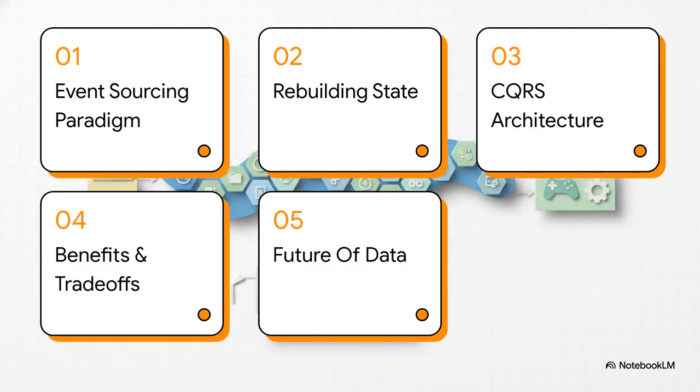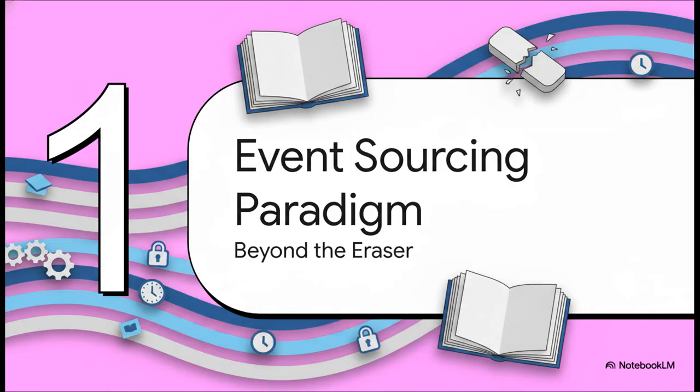So here's our roadmap for today. First, we'll cover the event sourcing paradigm, then history and rebuilding state. After that, we'll dive into the CQRS architecture, weigh the benefits and trade-offs, and finally, look at the future of data. All right, part 1. The event sourcing paradigm, beyond the eraser.